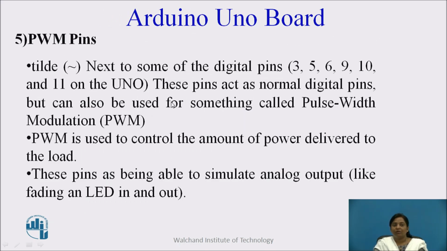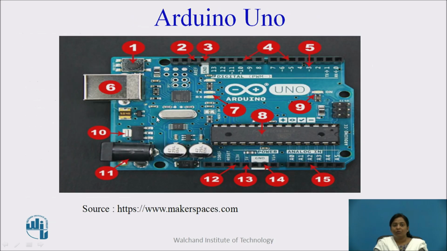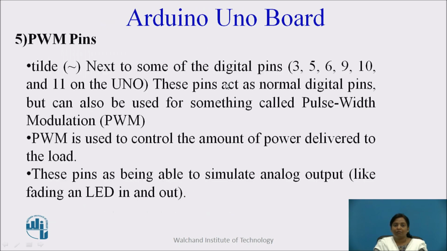Then the fifth section, these are the PWM pins. If you observe, some of the pins, that is pin number 3, pin number 5, pin number 6, pin number 9, pin number 10, pin number 11, are indicated by this symbol. These pins are actually digital pins, but sometimes they are used as PWM pins. PWM is used to control the amount of power delivered to the load. These pins are able to simulate analog output.